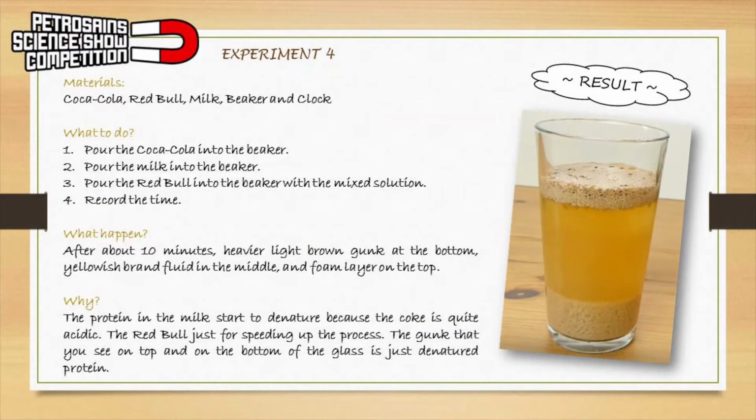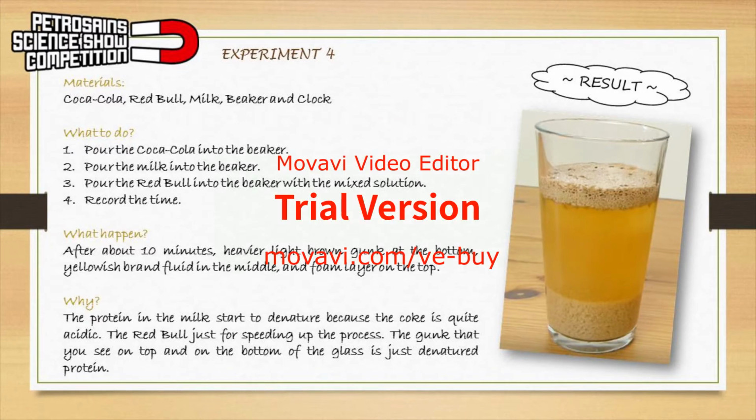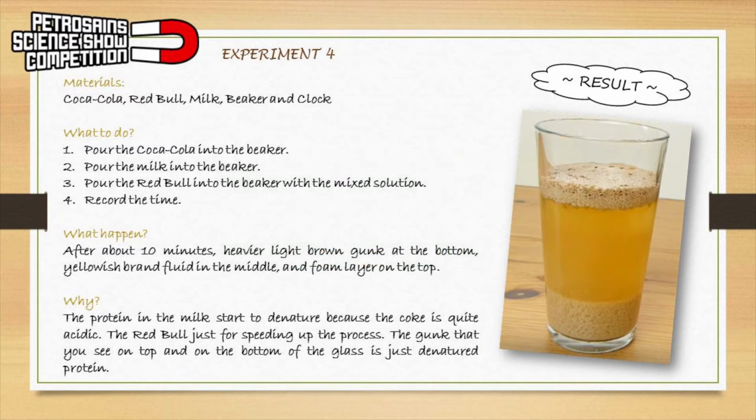Let me explain this experiment. The protein in the milk starts to denature because the Coke is quite acidic. The Red Bull is just for speeding up the process. The gunk that you see on top and on the bottom of the glass is just denatured protein. Get it?